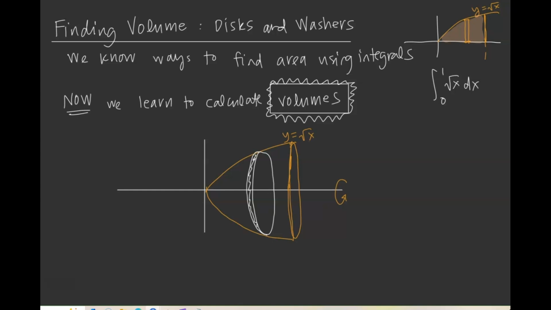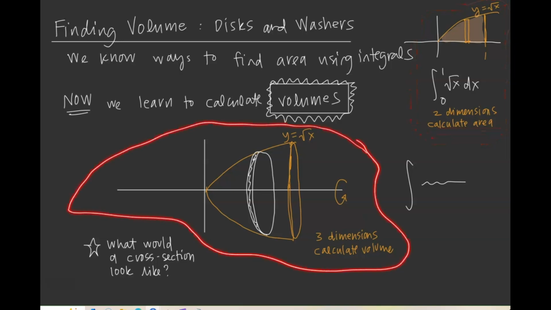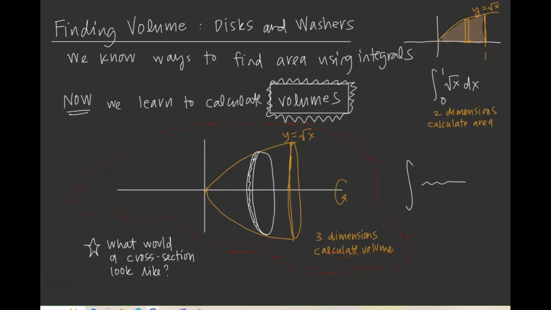And so this is where we're going to have some sort of integral. Now, what goes inside the integral is a little bit different than just calculating area. So there's just a tiny bit more involved. Up until now, we were finding these two-dimensional areas with integrals. But now we're stepping into these three-dimensional solid objects, and we're calculating volume. And we've already asked the question, what would a cross-section look like of this object? This object is going to have a cross-section that's a circle. And we're going to add up infinitely many of these.